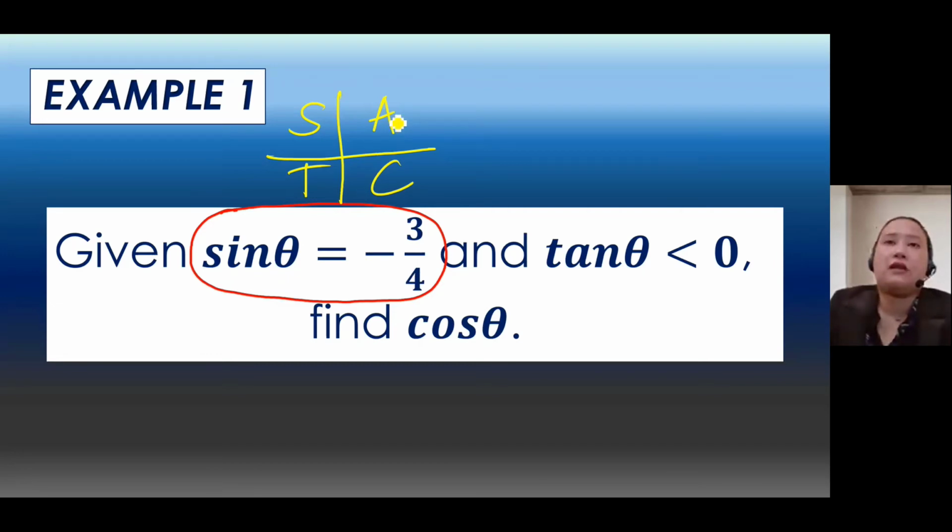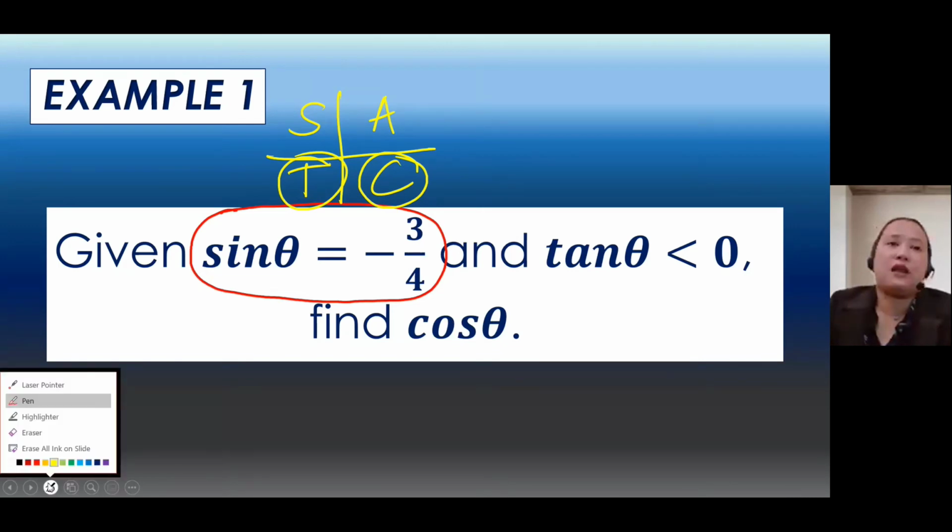In quadrant 1, all functions are positive, so it is not here. In quadrant 2, sine is positive, so it is also not here. In quadrant 3, only tangent and cotangent are positive. And in quadrant 4, only cosine and secant are positive. So it means that in the third and fourth quadrants, sine theta is negative.